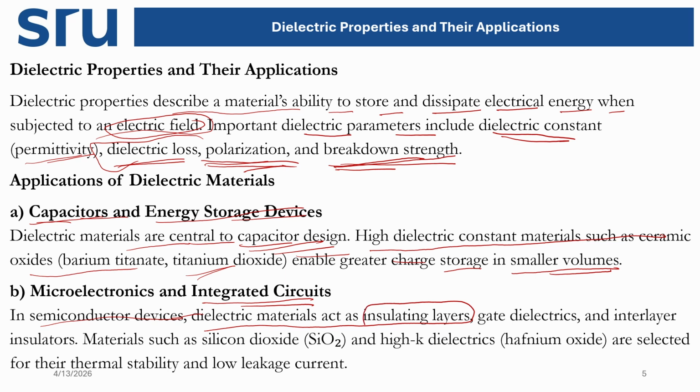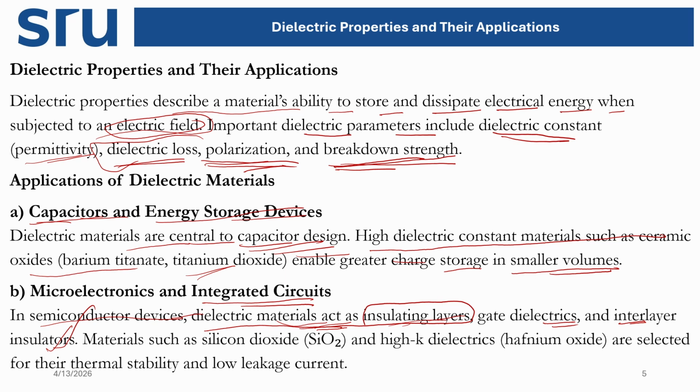In a semiconductor, the energy gap, or band gap, from the valence band to the conduction band is less than 3 electron volts, but for insulator materials it is more than 3 electron volts. In semiconductor devices, dielectric materials, which are insulating in nature, act as gate dielectrics and interlayer insulators. So they are used as insulators in conducting semiconductor devices.